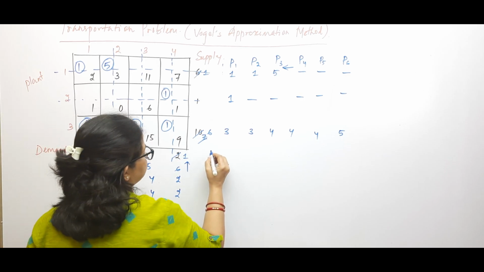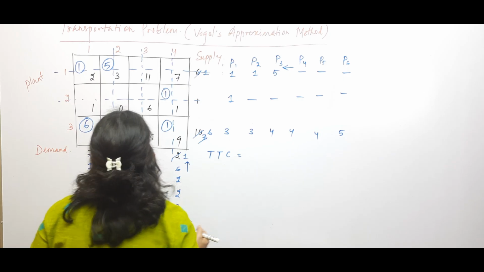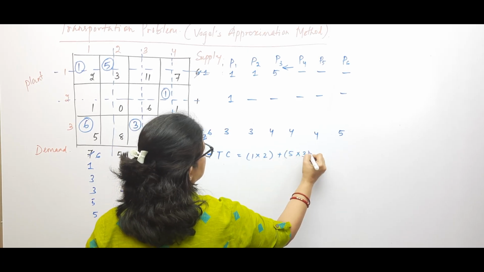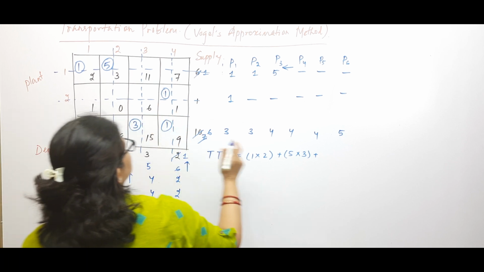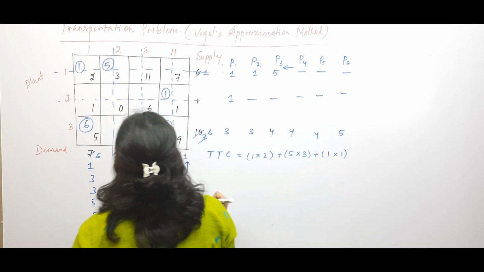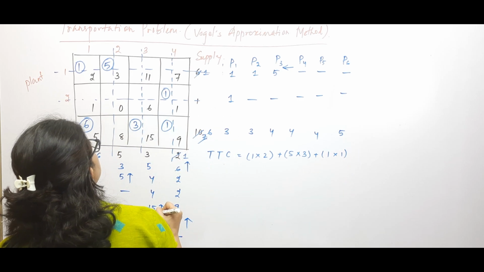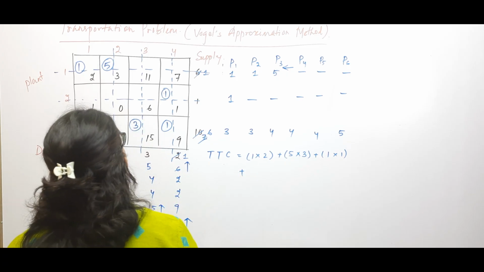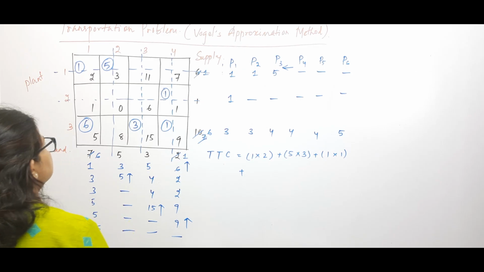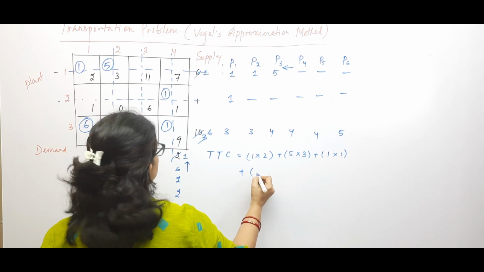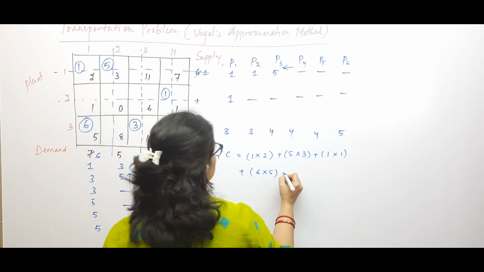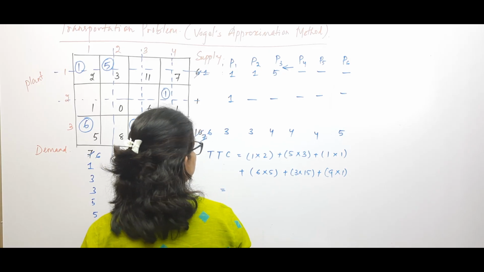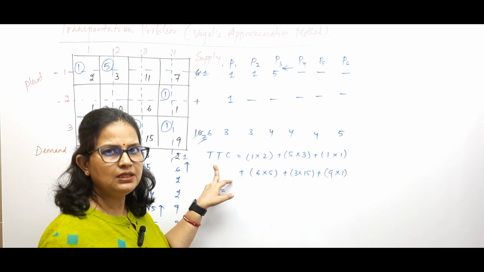Let us calculate the total cost. And the total transportation cost equal to 1 into 2 plus 5 into 3 plus 1 into 1 plus 6 into 5 plus 3 into 15 plus 9 into 1, which is equal to, so let us calculate the total transportation cost.